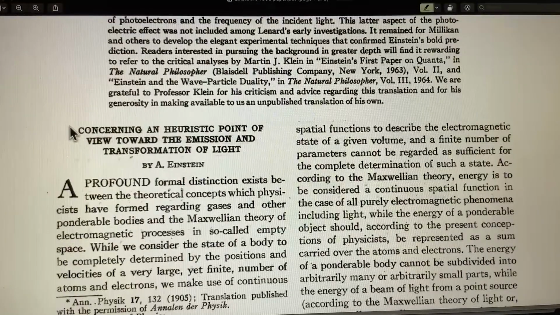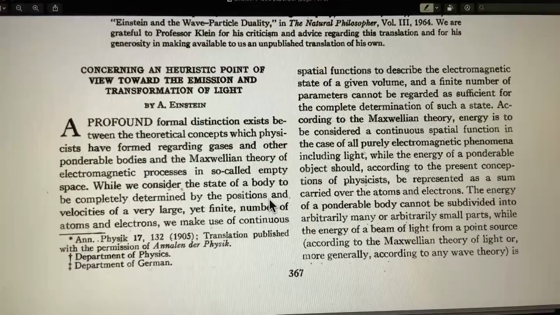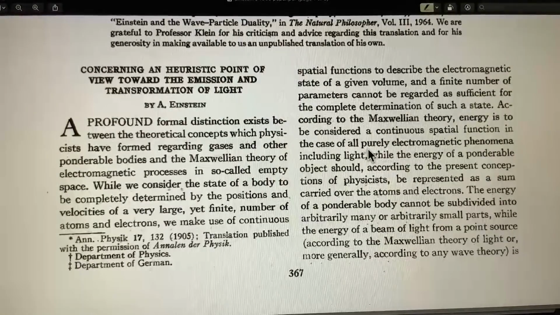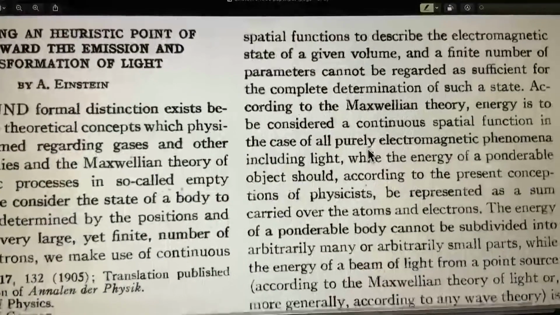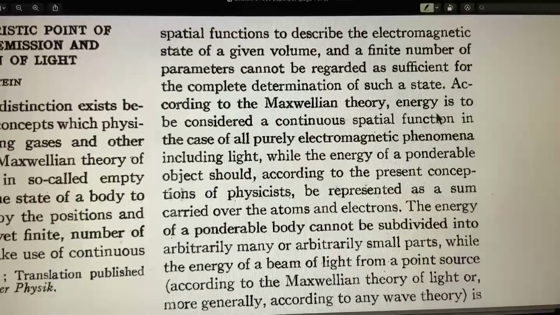Now, first is the title. The title is Concerning a Heuristic Point of View Toward the Emission and Transformation of Light, right? Then in the opening paragraph there is something very interesting that I would like to point out here. Let me increase the size of the letters, and then you can see it here. Yeah, according to Maxwellian theory, let me tell what it is.